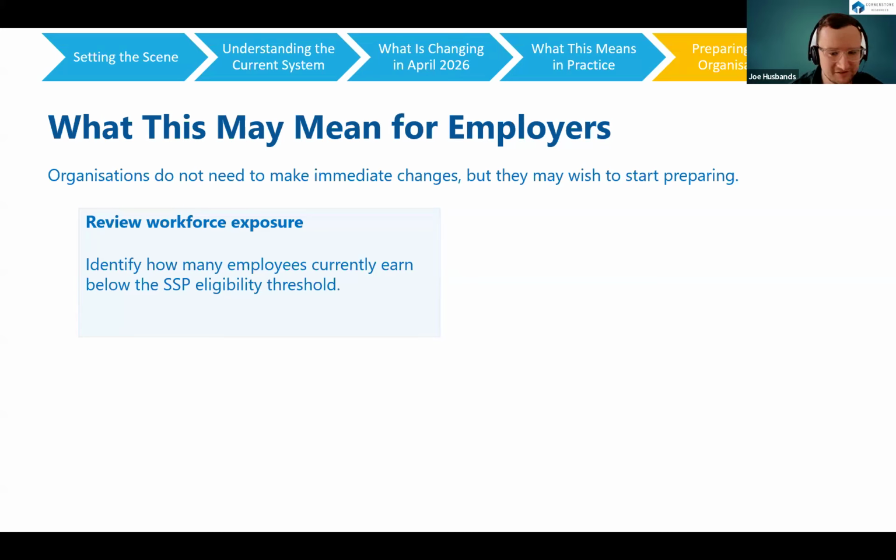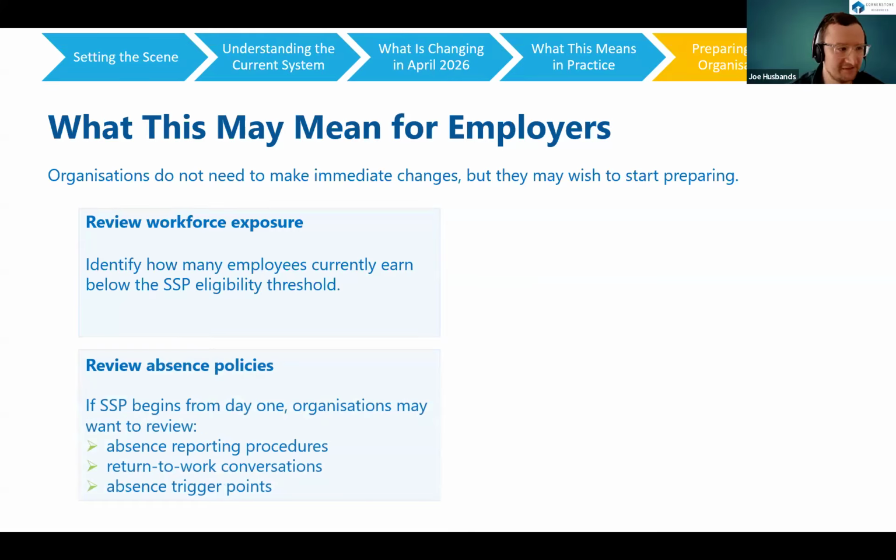However, there are a few areas we're going to talk about now that you may want to review in preparation for April 2026. One area is this workforce exposure that I've got on screen and reviewing that. So, in other words, understanding how many employees currently fall below the SSP threshold, as we've talked about. Another area is absence policies and reviewing them. So organizations may want to review these procedures, return to work conversations that you have or templates you may have, and absence trigger points too.